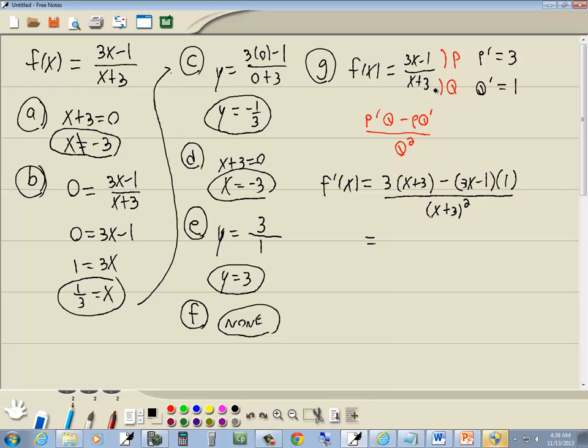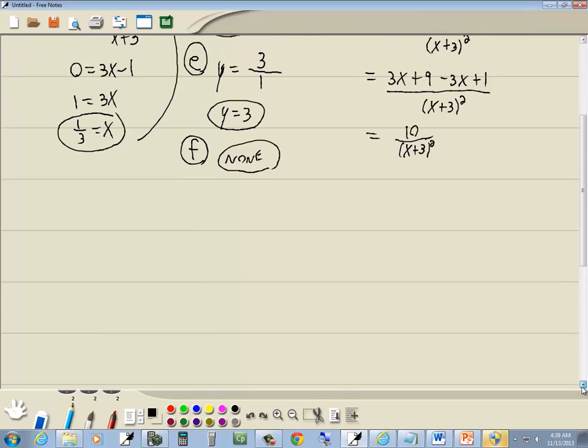Okay, so we did 3 times that, and that. Now get rid of the parentheses. 3 times x is 3x. 3 times 3 is 9. Now remember, a negative on front flips the sign of everything inside. So that gives us minus 3x plus 1 over x plus 3 squared. 3x minus 3x drops away. 9 plus 1 is 10 over x plus 3 squared.